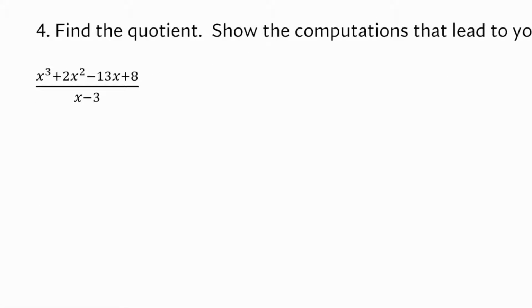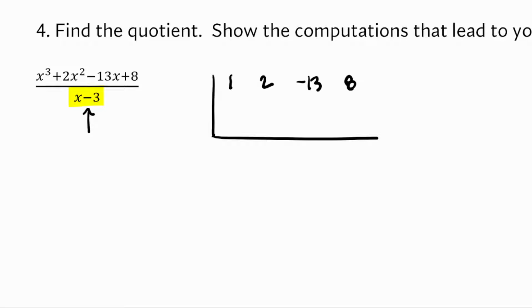Alright, find the quotient. Now, if we're dividing two polynomials and we're seeing that we're dividing by just x plus a number, x minus a number, that's a really good chance for us to use synthetic division. So that's what I'm going to do right here. I'm going to copy the coefficients of the thing I'm dividing. 1x to the 3, 2x to the 2, negative 13x, and positive 8. Divide that using synthetic division, and the number that I'm going to put outside is whatever would make the denominator equal to 0. So that's x equals 3.